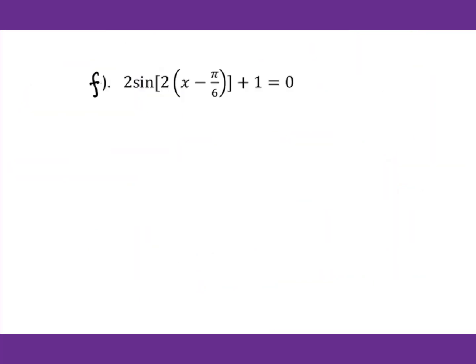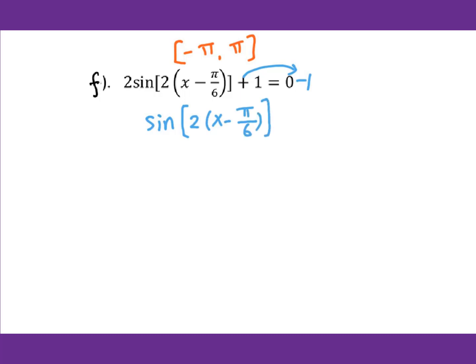Let's go to this F. Still we need a solution between negative pi to pi. Linear pattern, that's why I minus 1, then divided by 2. Therefore, I got sine of 2 times x minus pi over 6 equals negative 1 over 2. Reference angle, that equals pi over 6.